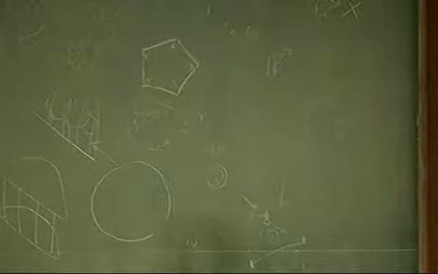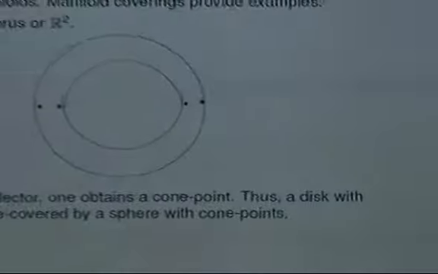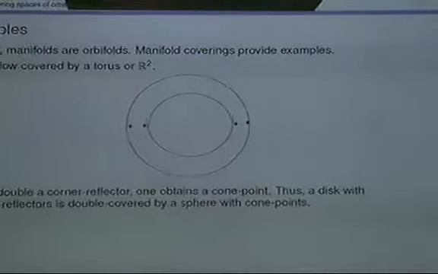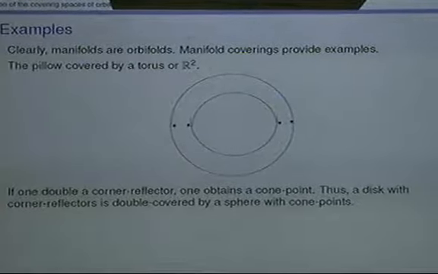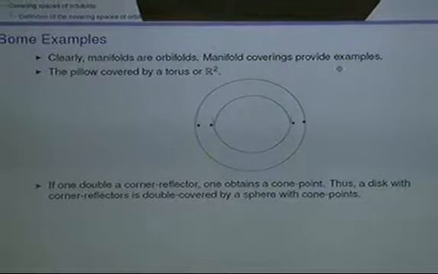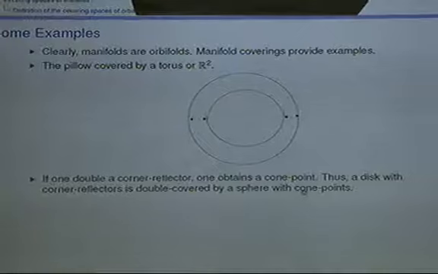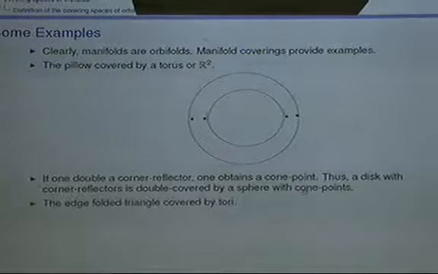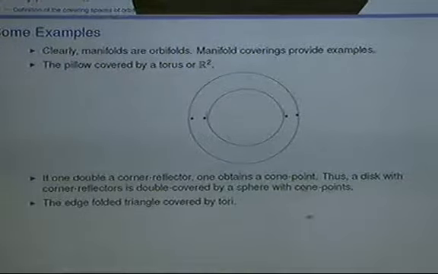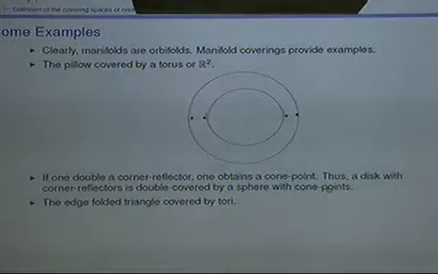Right. So this is a pillow example that I talked about before, and so if you double a corner reflector, then you get a cone point. So if you have a disk with corner reflectors only, then you get covered by a sphere with cone points, and so I gave you another example of an orbifold.